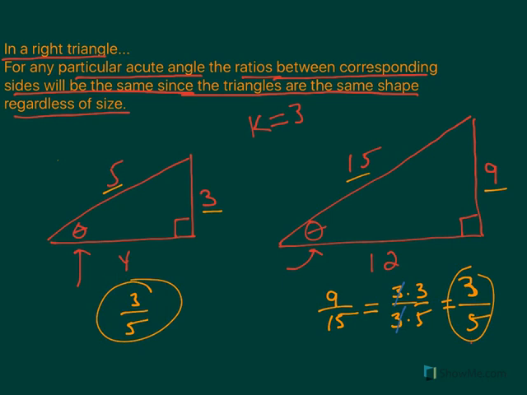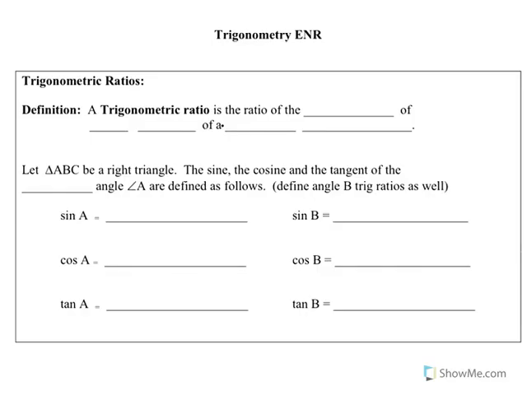Therefore, the ratios are going to be the same ratio, and this lets us solve for missing sides and solve for missing angles if we know what the ratio or the angle is always supposed to be for those particular angle measures. So let's go do the official notes for the note page. So here are your official notes. And let's just go ahead and fill in the blanks.